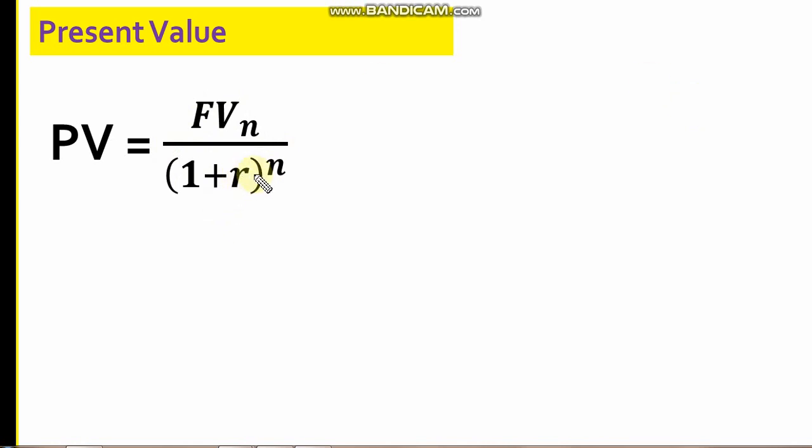Now remember, in case of future value calculation we referred to a term called compounding. In case of present value calculation we'll refer to that rate as the discounting rate. How does it work?